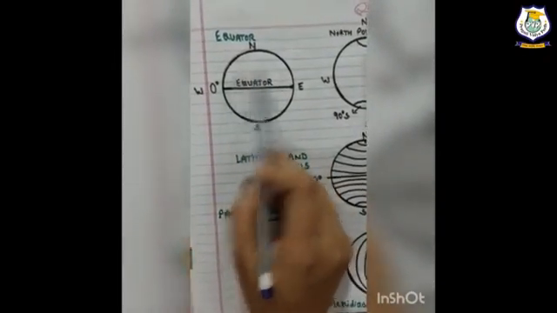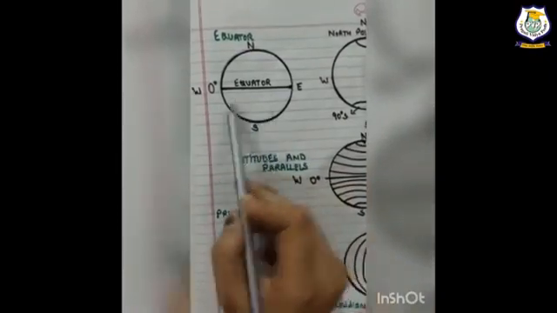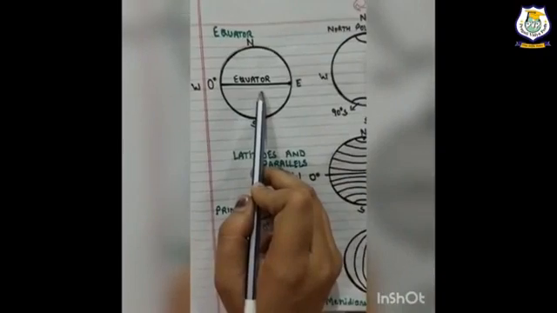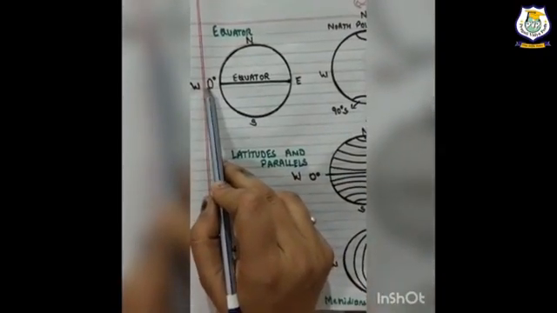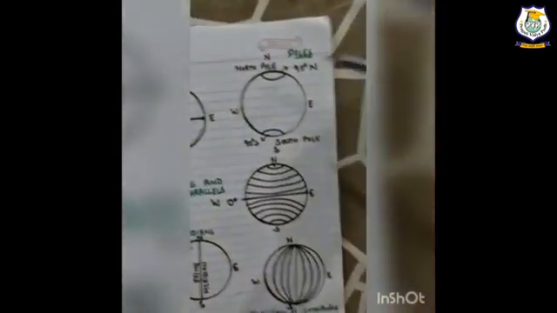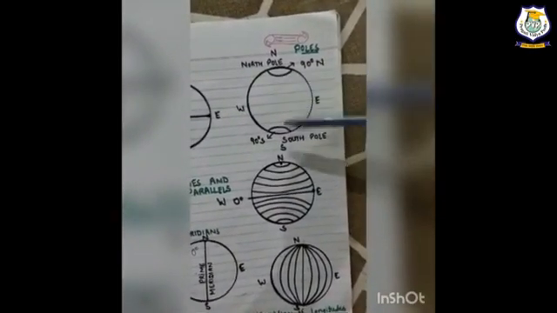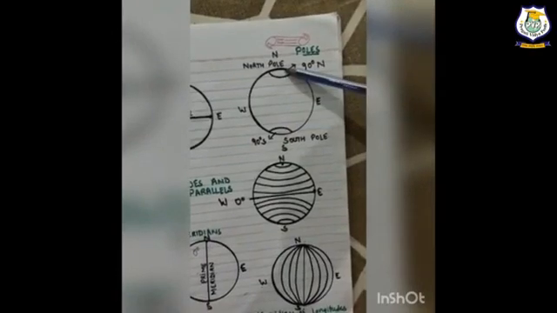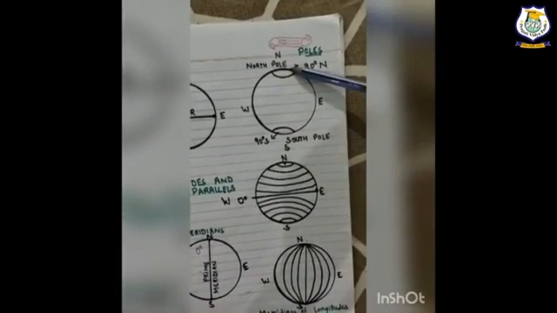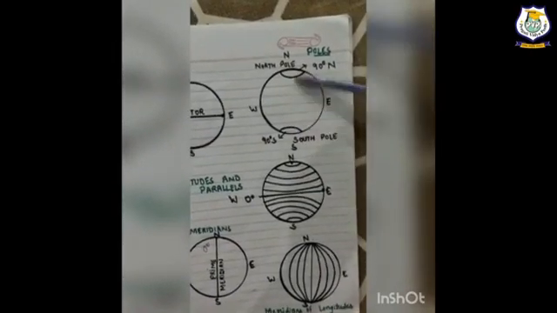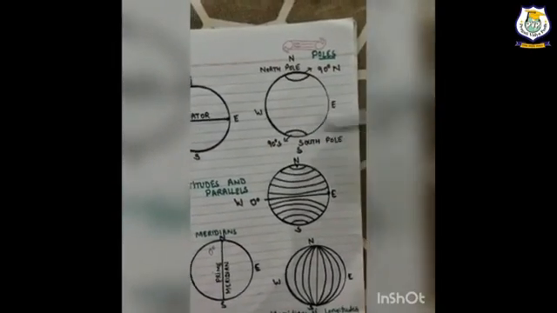This part is the northern hemisphere and this part is the southern hemisphere, and this is the equator, which is of 0 degree. Alright, now let's move forward towards the poles. We have two poles, the North Pole and the South Pole. This is the northernmost part of the globe and this is the southernmost part of the globe. These two poles are of 90 degree.